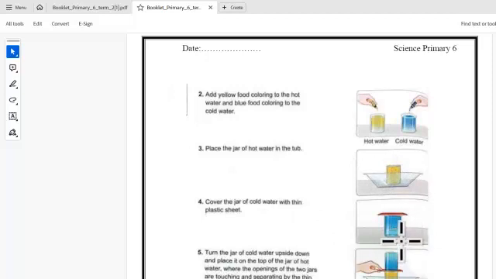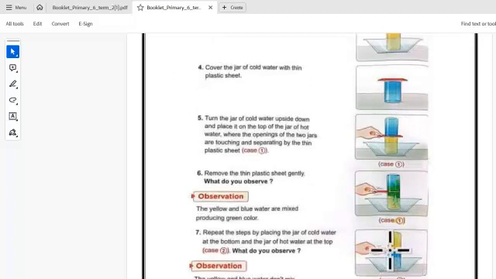Cover the jar of cold water with the thin plastic sheet. Turn the jar of cold water upside down and place it on the top of the jar of hot water, where the openings of the two jars are touching and separated by the thin plastic sheet. Case 1. Remove the thin plastic sheet gently. What do you observe? Observation: the yellow and blue water are mixing, producing green color.